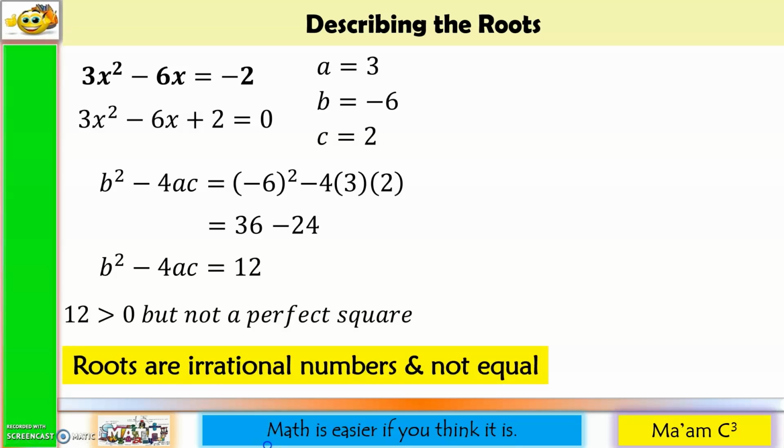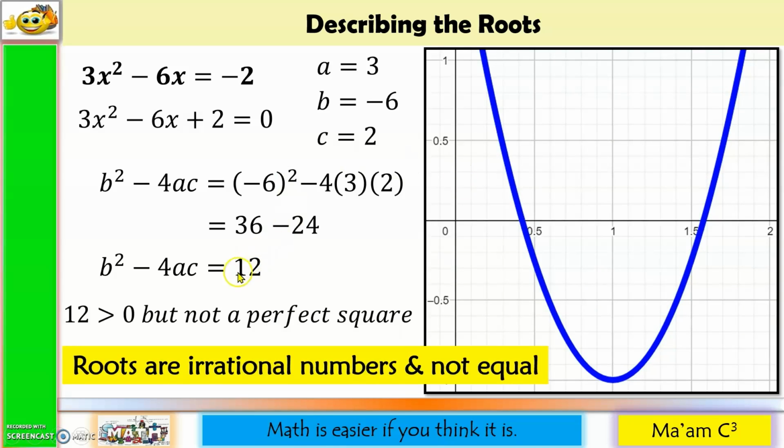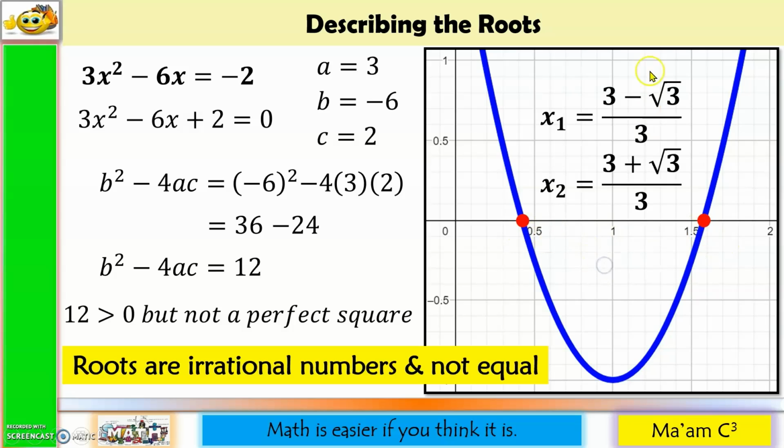Now, let's look into the graph. So, since this is greater than 0, still the graph will cross the x-axis at 2 points. But these points are irrational numbers. Actually, the values of these points are these two. Notice that these are irrational numbers and also not equal.